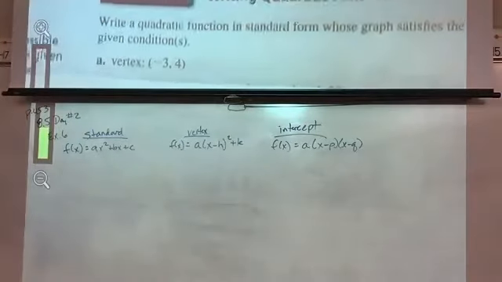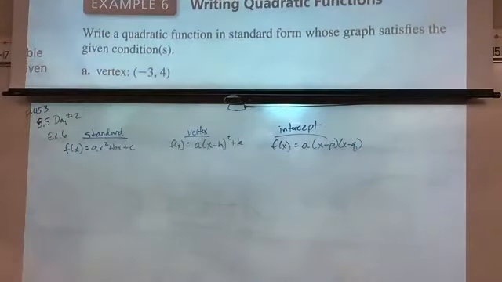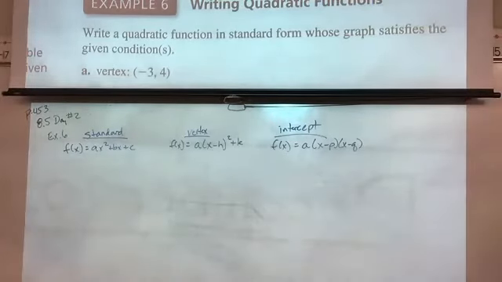So here's an example of one of our questions today. Writing a quadratic function in standard form whose graph satisfies the given conditions. And all they tell us is that the vertex is -3, 4. That's all they tell us. So we're going to take that information and we're going to put it into one of our equations. And then we're going to make it look like standard form.